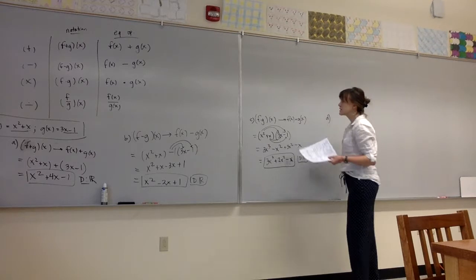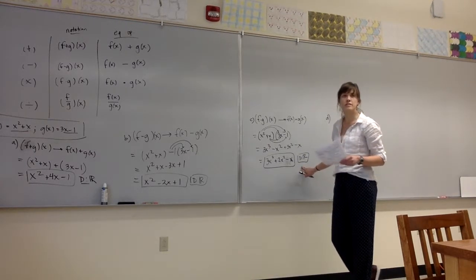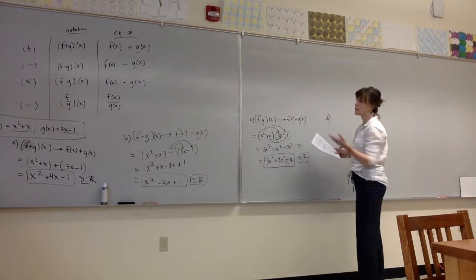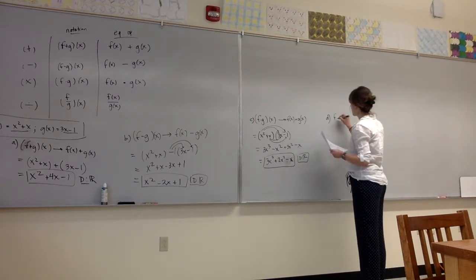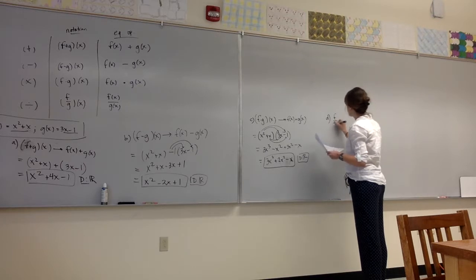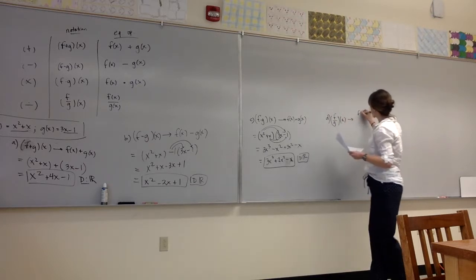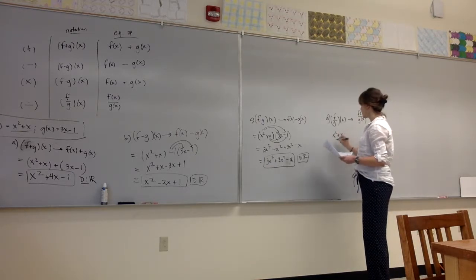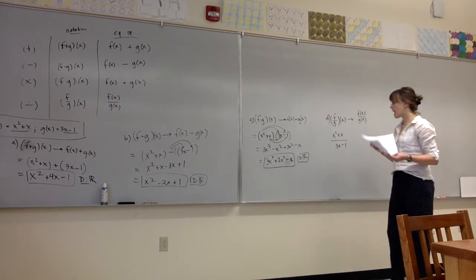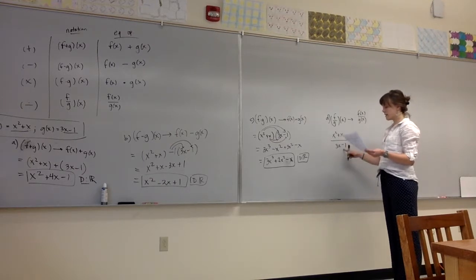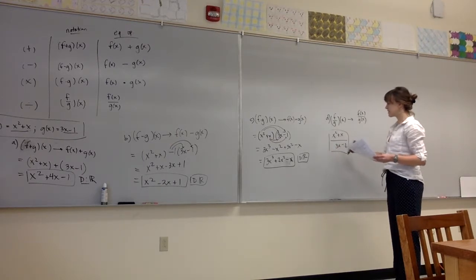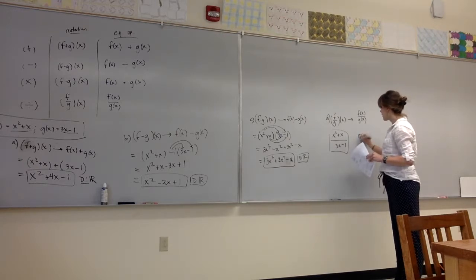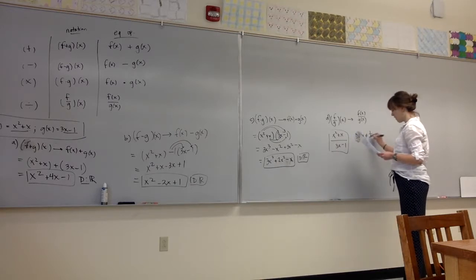D is the first one where we're going to start seeing these domain restrictions because it's the quotient. We're going to be doing division. So I have f divided by g of x, which is the same as f of x divided by g of x. So I have x squared plus x on the top and 3x minus 1 on the bottom. This is the most that I want you guys to be able to do with this. So this would be what I'd accept as an answer. And my domain would be x does not equal positive 1/3.